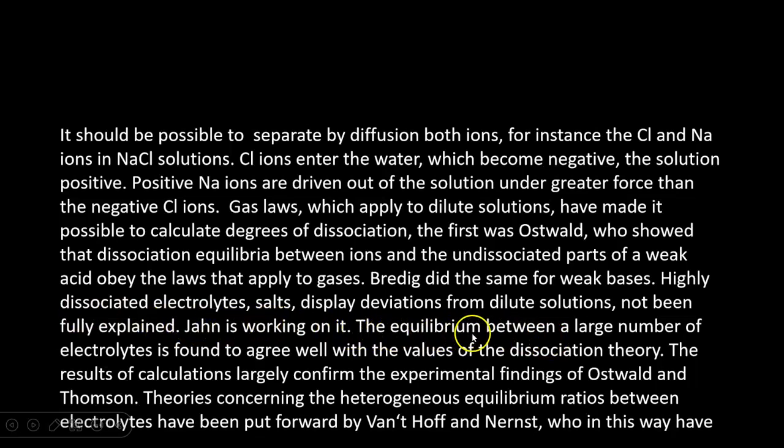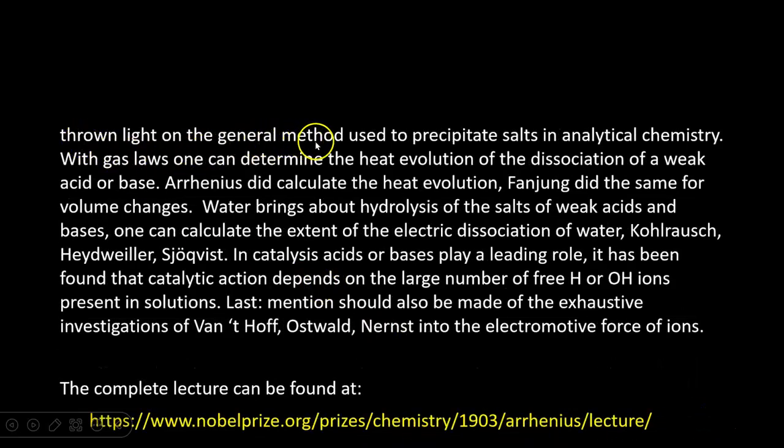The equilibrium, this is of course 1903, between a large number of electrolytes is found to agree well with the values of the dissociation theory. The results of calculations largely confirm the experimental findings of Ostwald and Thomson. Theories concerning the heterogeneous equilibrium ratios between electrolytes have been developed by Van 't Hoff and Nernst, who in this way have thrown light on the general method used to precipitate salts in analytical chemistry.